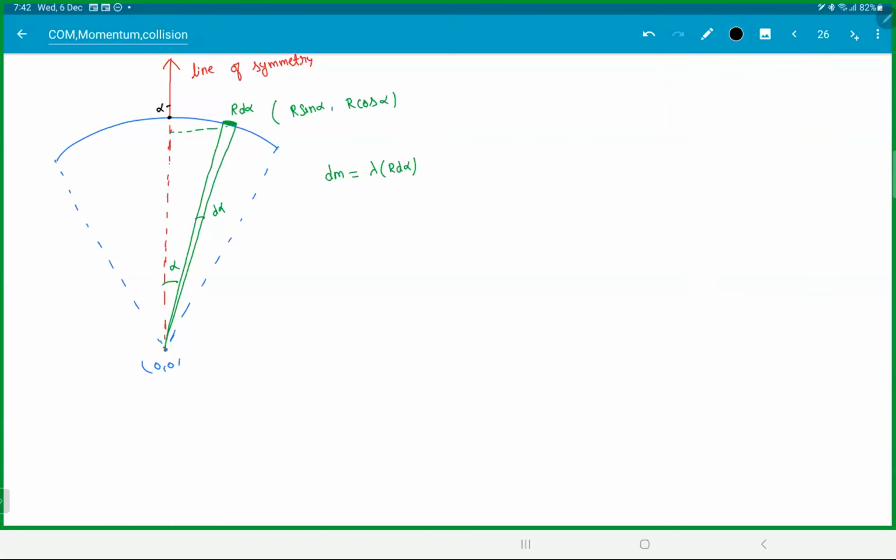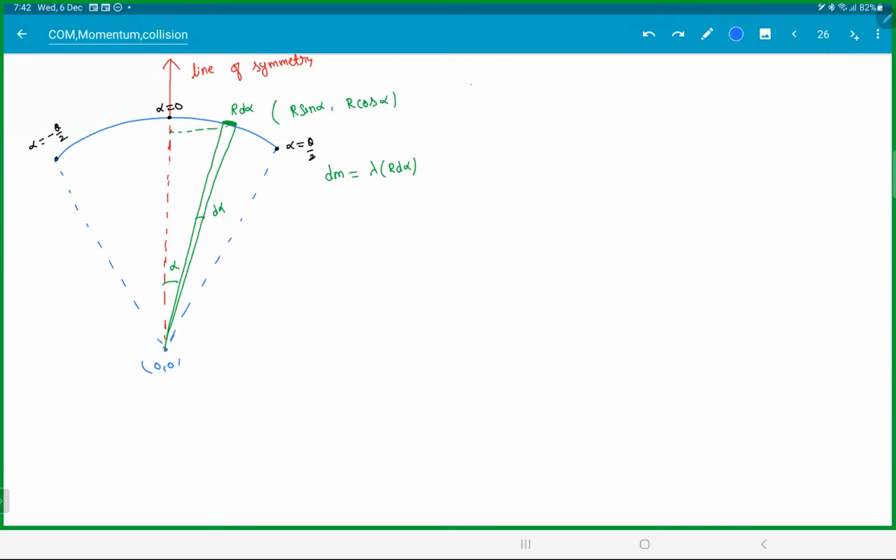At the center, alpha is 0. If you're exactly on the top, alpha will be 0. If you're on the right hand side, alpha is theta by 2. If you're going to the left hand side, alpha is minus theta by 2. The meaning of this is when alpha changes from minus theta by 2 to plus theta by 2, you're covering the entire arc. Are you getting the meaning of these words? When alpha goes from minus theta by 2 to plus theta by 2, you're covering every small piece. And that small piece's mass is lambda r d alpha, and its coordinates are r sine alpha and r cos alpha.